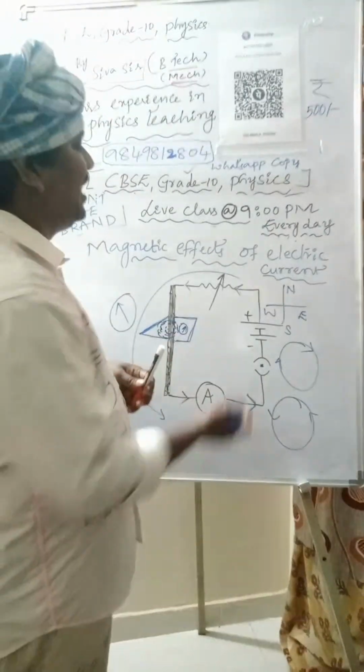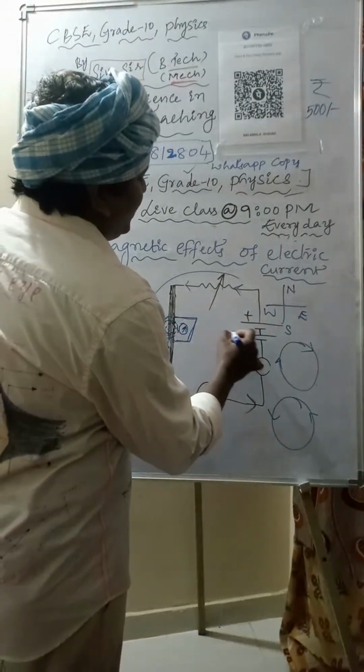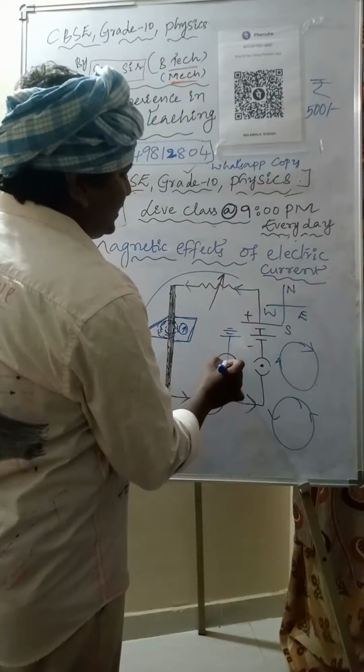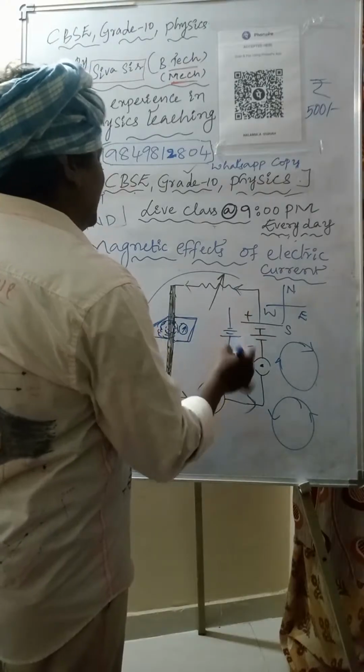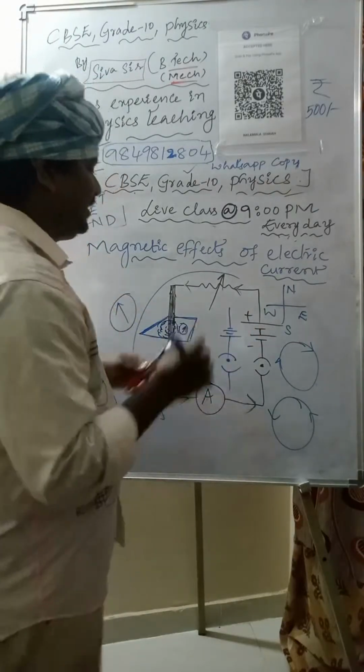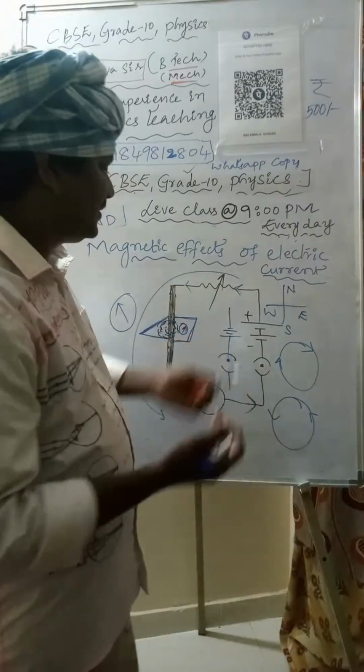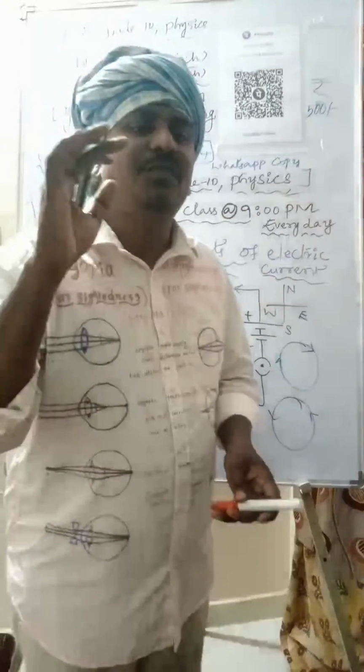I'm changing the polarity. If I change the polarity, like this I'm considering the current is passing.